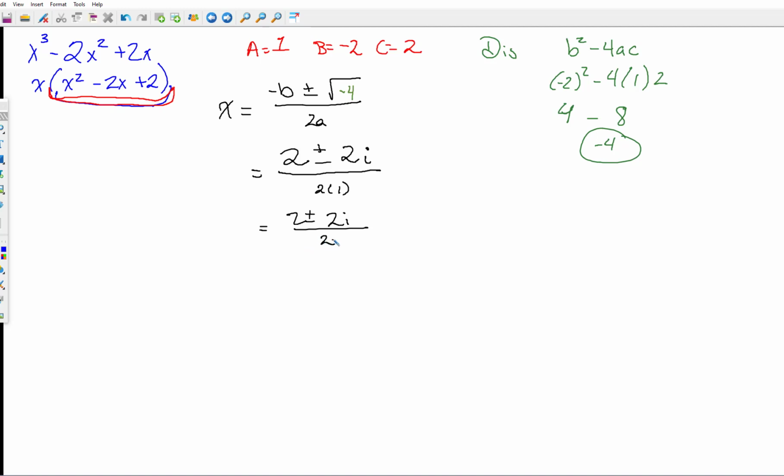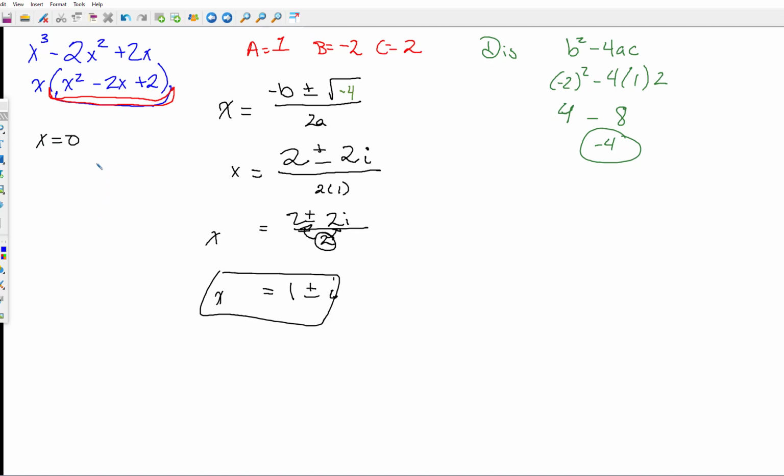And now let's simplify it down. This 2, we'll have to divide it into both of these two pieces for us to simplify it down. 2 divided by 2 is 1. 2i divided by 2 is i. So these are the solutions, this one and x equals 0.